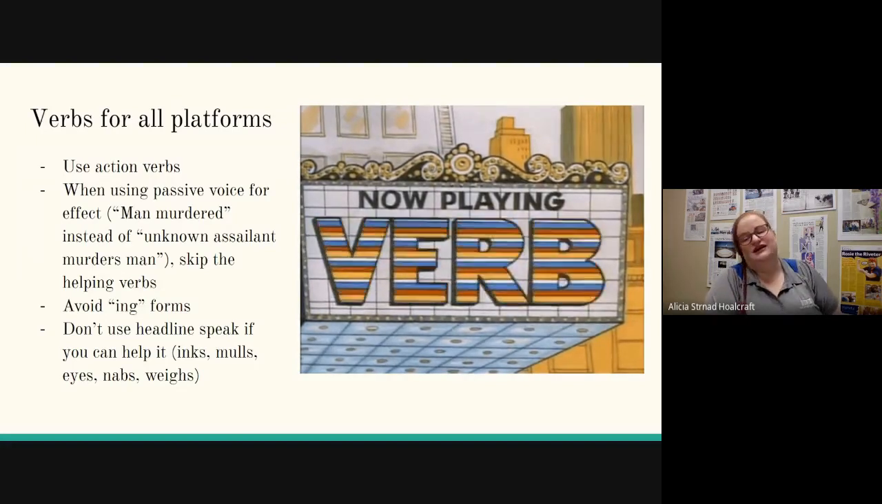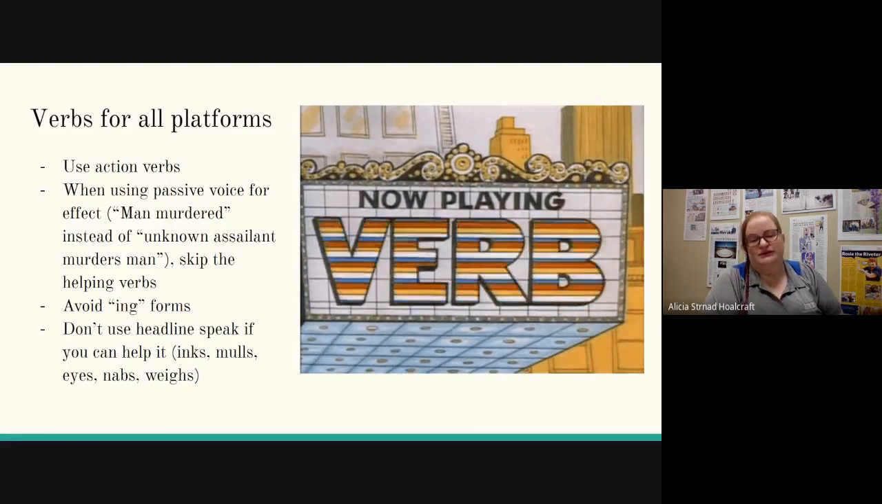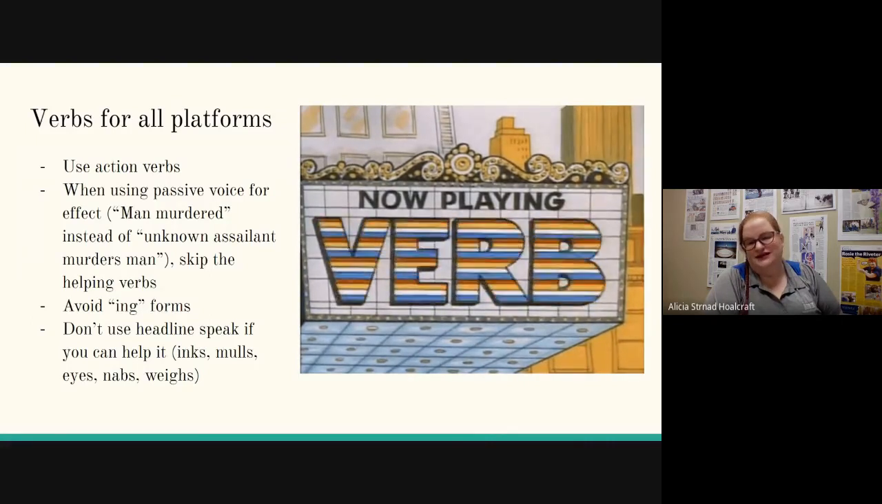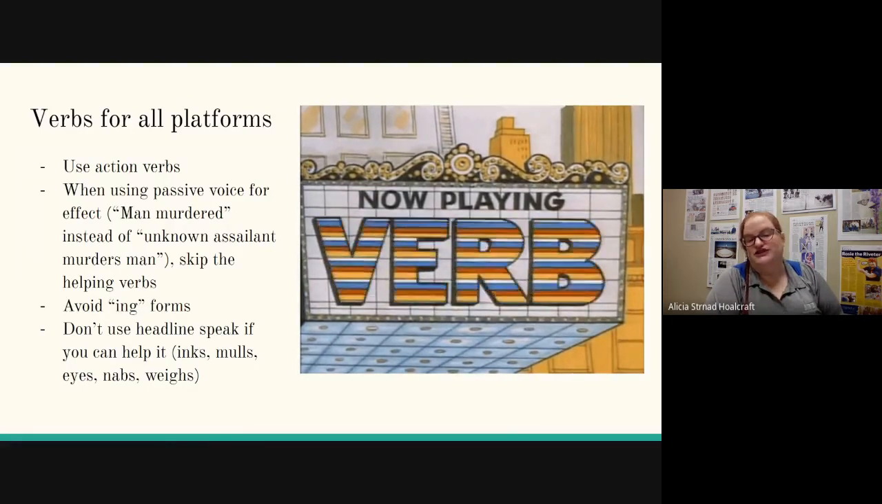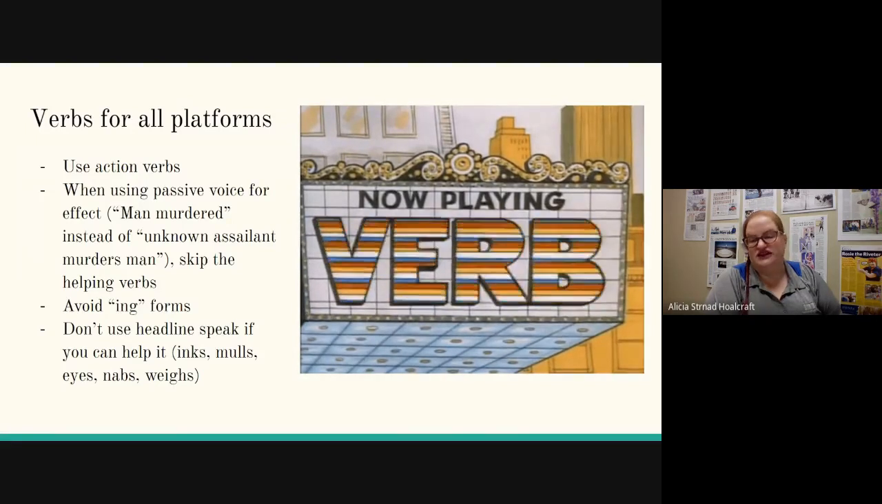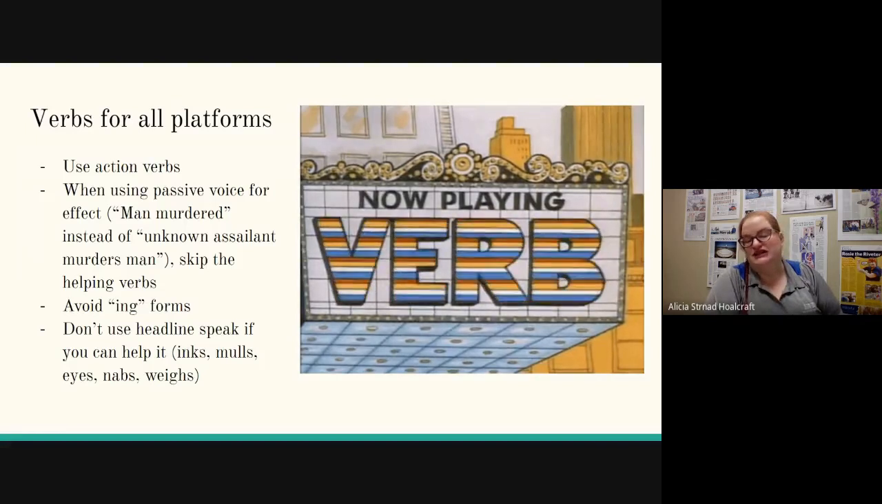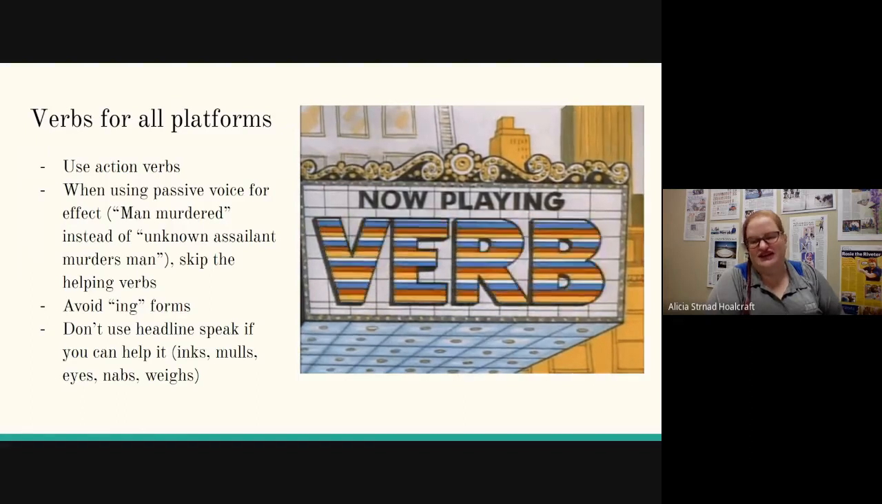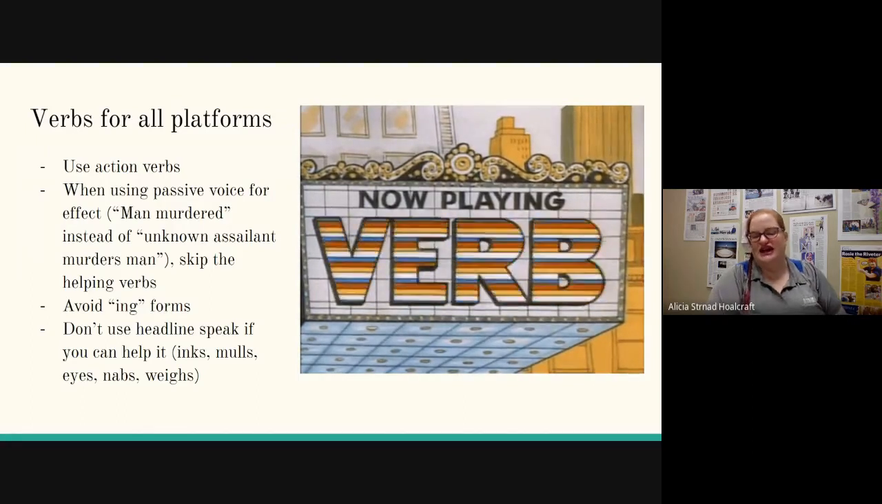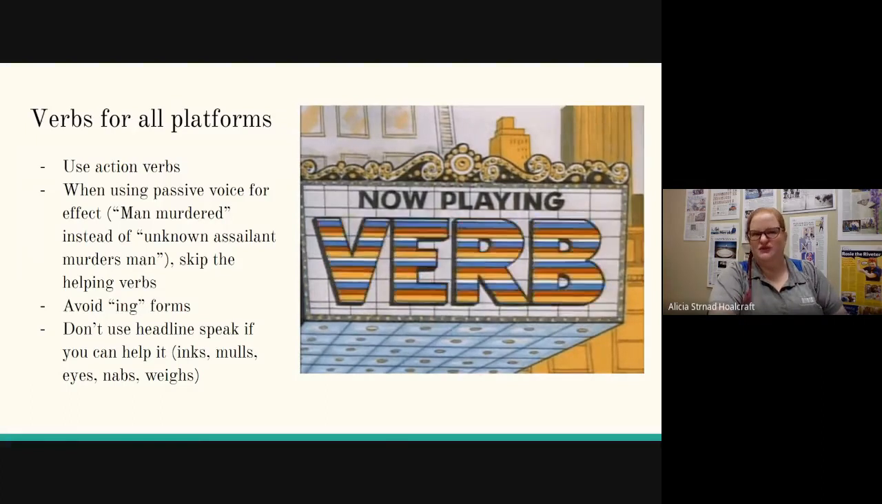Headline speak, avoid it if you can. If it's words that we wouldn't say in real life, like "inks," "moles," "nabs," just don't use it in a headline if you can avoid it. Obviously, there are times when we just need to, due to space restrictions. Those rail headlines on the front, like I showed you, where you only have 7 characters per line. Sometimes you just need to use one of these, and that's okay, but do so sparingly because they come across as jargon to the readers. And again, studies show that they're just not as interested in reading a story with one of those kinds of headlines.